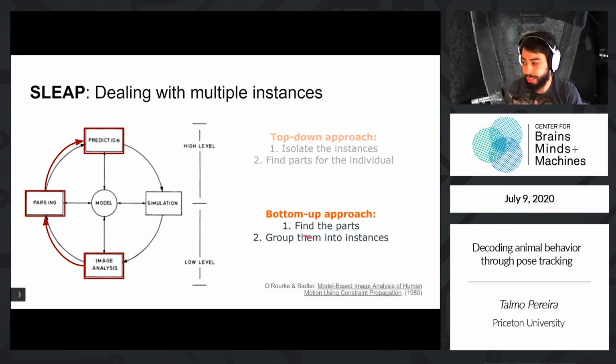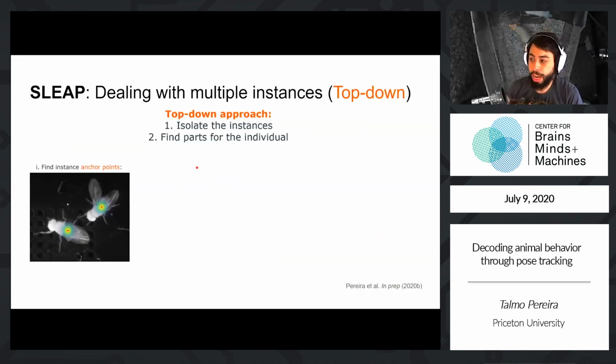So in our case, that's going to entail finding the body parts of the animal, and then parsing them using some contextual information into a full prediction of the pose of the animal. So going from low to high level. And so how do we implement these two approaches in SLEAP?